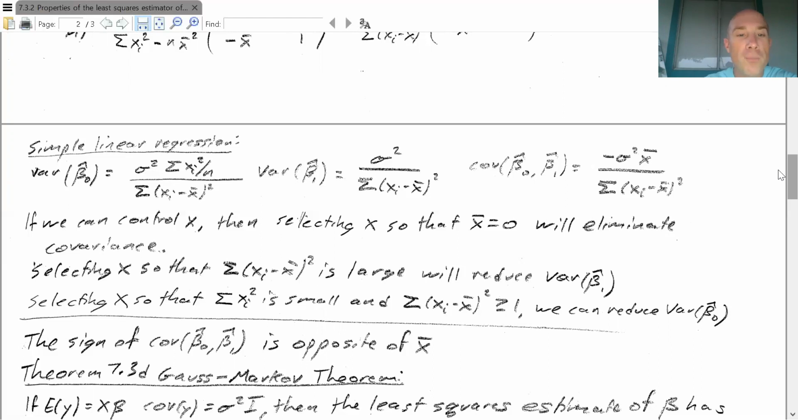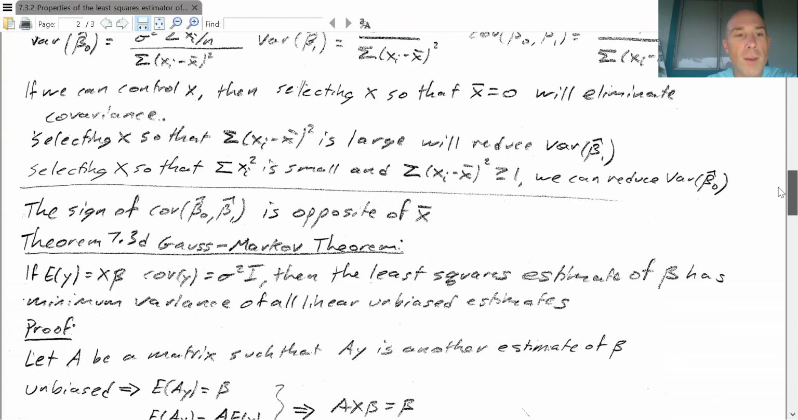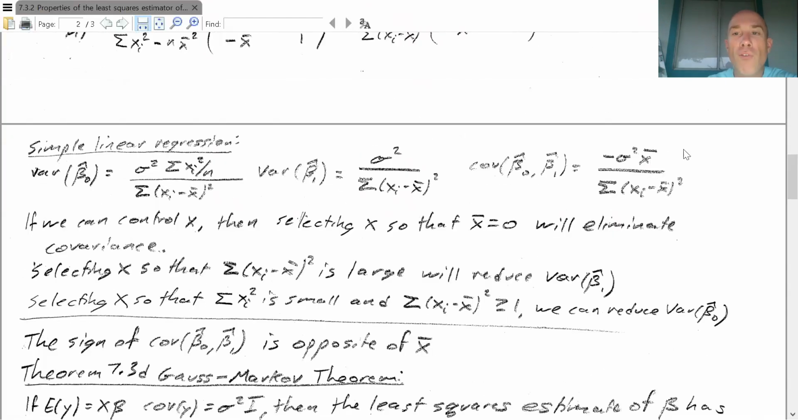All right, something to be mindful of in this formula is that the covariance is the opposite of the sign of x bar. So if x bar is positive, then if the slope estimate increases, the intercept estimate is going to decrease. They're going to go in opposite directions and kind of balance out. Be mindful about that.